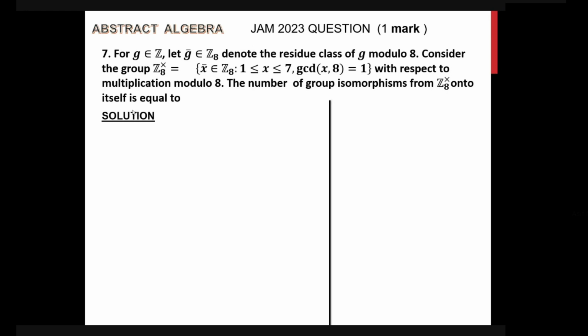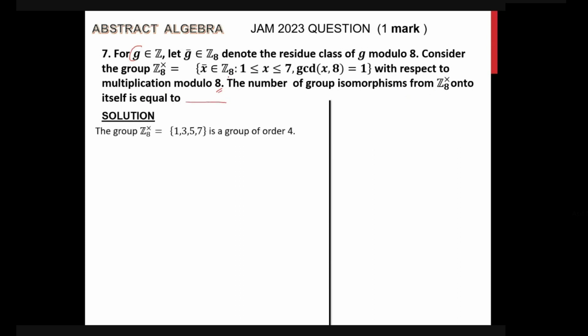Okay, and I tried a lot to solve this problem, and the problem is: for g belongs to Z, g bar belongs to Z8, denote the residue class of g modulo 8, and the group Z8 cross is equal to {x bar belongs to Z8 : 1 ≤ x ≤ 7, GCD of x and 8 equal to 1} with respect to multiplication modulo 8. The number of group isomorphisms from Z8 onto itself is equal to dash.